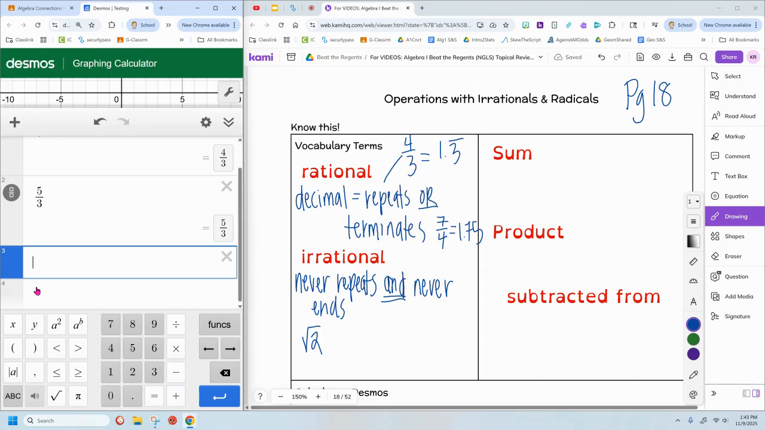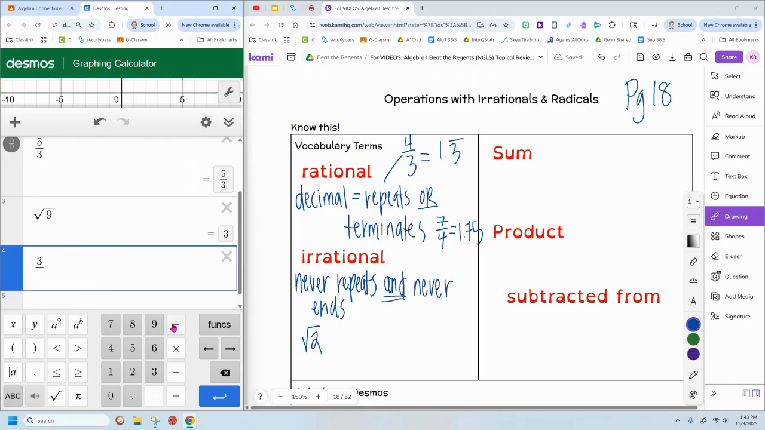If this little fraction symbol is here, it's going to be rational. If I do something like the square root of 9 and hit enter, that's just going to give me 3. So if it's equal to an integer, it's not going to give me the fraction symbol, but any repeating decimal would have that. So irrational never repeats, never ends. Rational can be written as a fraction of integers. And you might say, well, 3 can be written as a fraction of integers. Why, yes, it can. It can be 3 divided by 1.